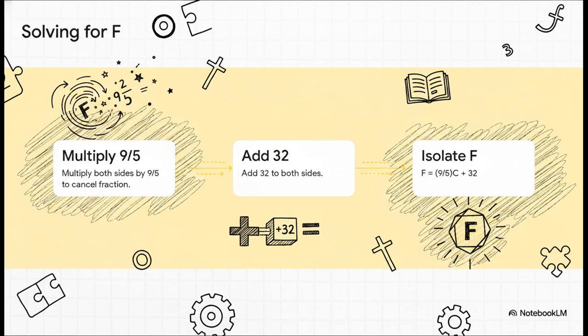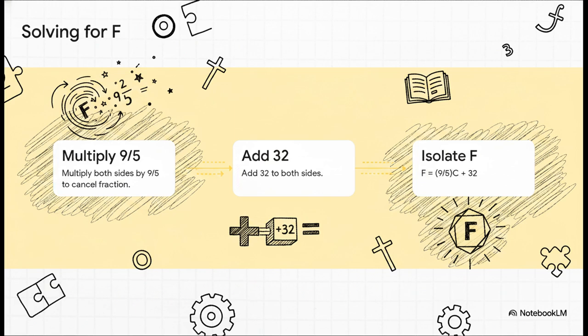Let's move on and see how this builds, step by step. First, we've got to strip away that fraction sitting on the outside of the parentheses. Step 1, we multiply both sides by the reciprocal, which is 9/5. That cancels out the fraction on the right and gives us 9/5 C on the left. So now we have 9/5 C equals F minus 32.